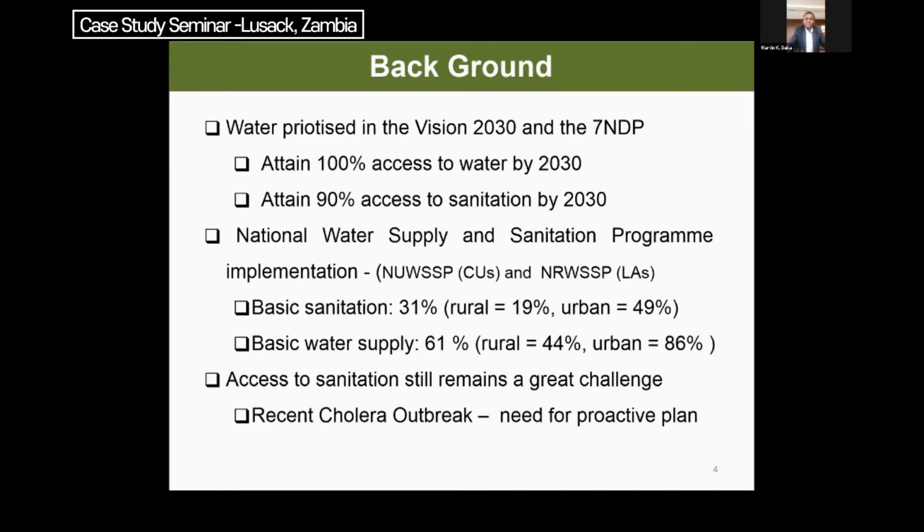So we have statistics that have been set out in terms of basic sanitation and basic water supply, as outlined in the slide. And of course, we note that access to sanitation still remains a great challenge. In the year 2018, we faced quite a challenge as a country when we had an outbreak of cholera. Over time, we as a country have been trying to expedite sanitation improvement and water supply in order to prevent such an occurrence in the near future. Of course, there's a need for a proactive plan, and that plan may need quite a lot of support, be it material and financial. Next slide.